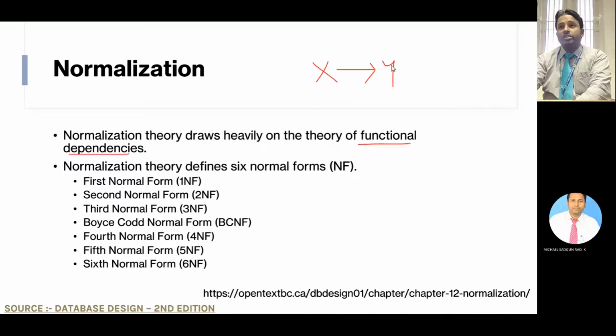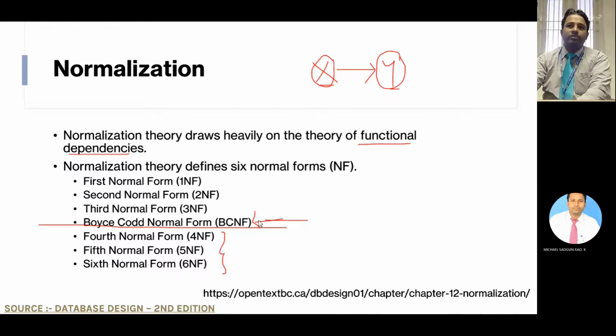So X determines Y. X is one attribute, Y is another attribute. So we identify the Y attribute by using the X attribute. That is functional dependency. Of course, here we have so many normal forms: first, second, third, fourth, BCNF, 4NF, 5NF, and 6NF. Most of the databases will satisfy BCNF. Very few will be in 4NF, 5NF, and 6NF. These are very rare, but mostly we use up to BCNF.